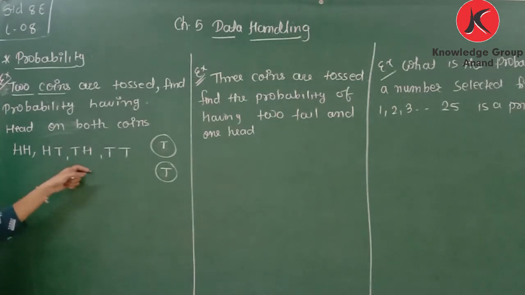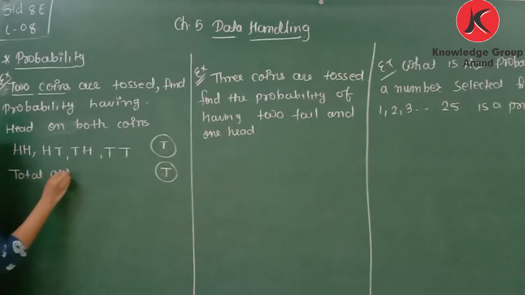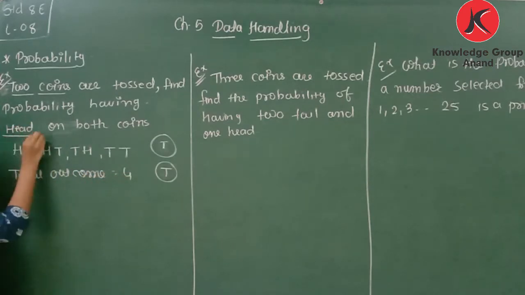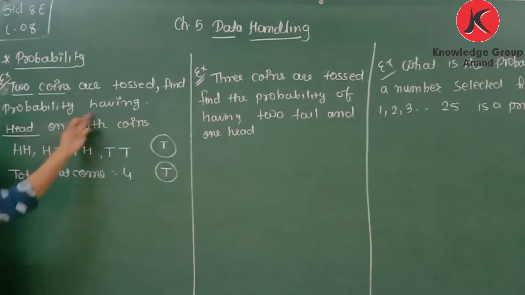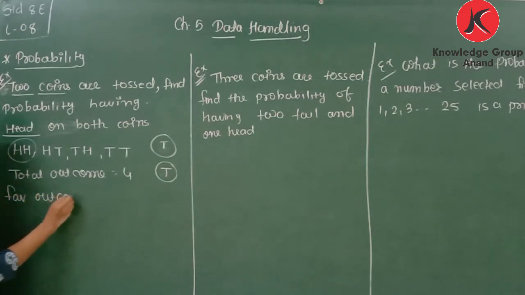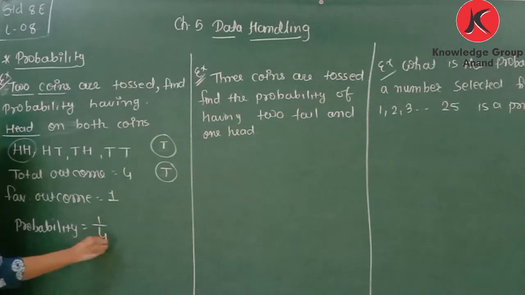So what is the total outcome? You can consider your total outcome is 4. Now, what is the probability? Favorable outcome means head on both sides. So we have favorable outcome 1 only. So you can write favorable outcome is 1. So the probability of this situation is 1 by 4.